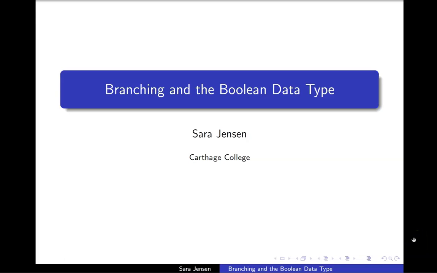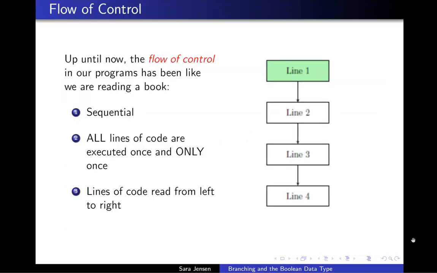In this collection of videos, we are going to be talking about branching and the Boolean data type in C++. Before we can begin discussing that data type and that control structure, we first need to discuss what the flow of control means within a program.